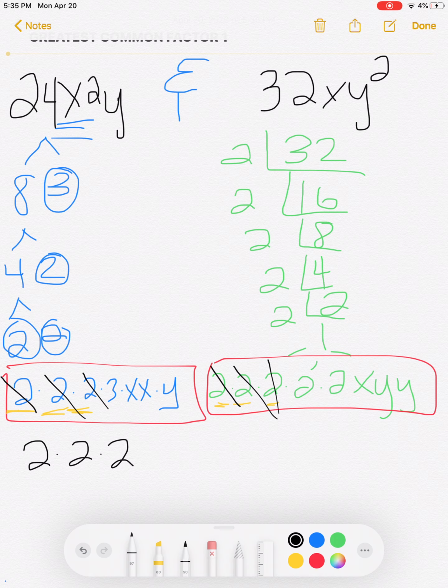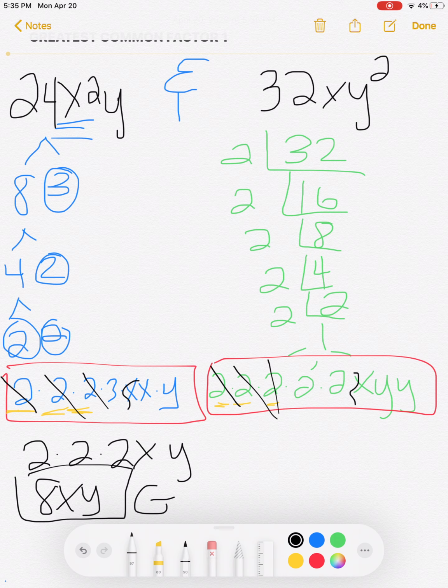I'm not going to write down 2 six times. I'm writing down how many they have in common. And then there's something else that they each have in common. They both have an x in common. So here is an x, here's an x. And they also have a y in common. So what I'm going to do now is multiply. 2 times 2 is 4, times 2 is 8, x, y. So therefore, the GCF is 8xy. So that's method number 1.